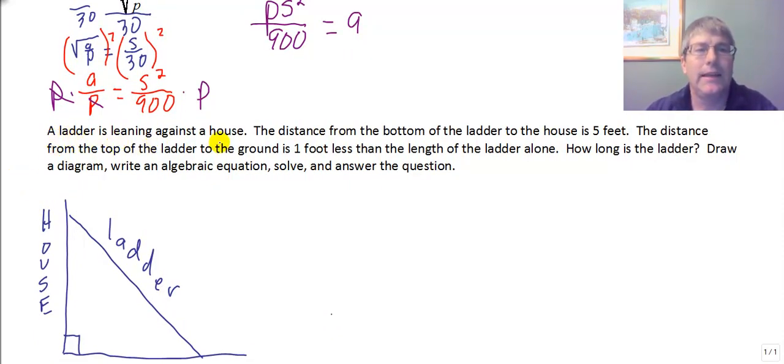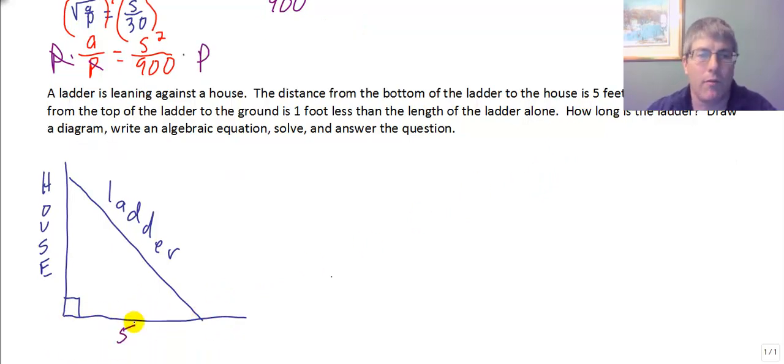A ladder is leaning against a house. So in our diagram we have a house. Houses hopefully form right angles. And we've got the ladder leaning up against the house. The distance from the bottom of the ladder to the house is 5 feet. So it's 5 feet from the bottom of the ladder to the house. The distance from the top of the ladder to the ground is 1 foot less than the length of the ladder alone. Well, we don't know how far it is from the top of the ladder to the ground, and we don't know the length of the ladder.